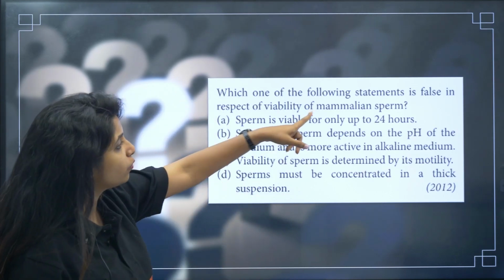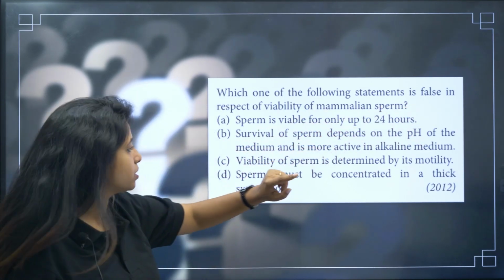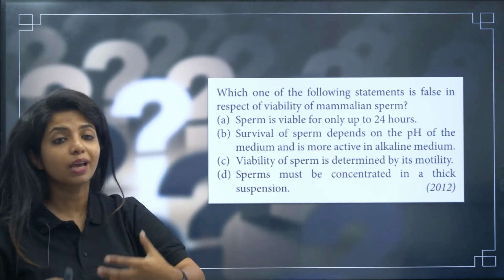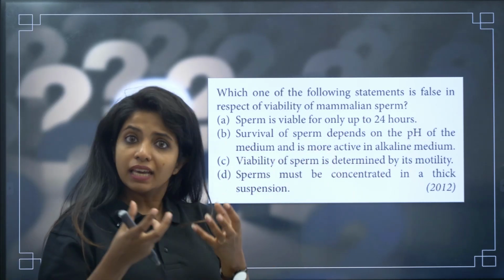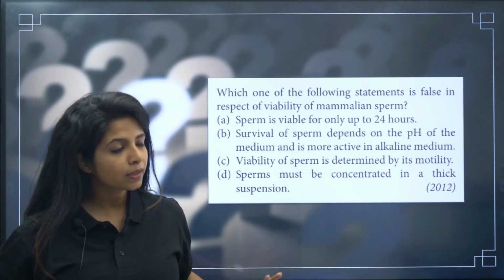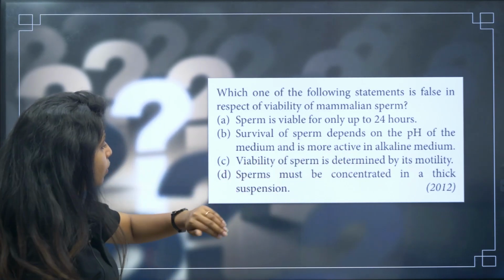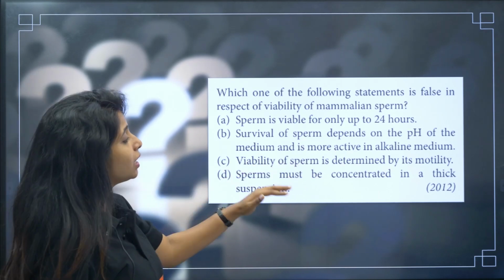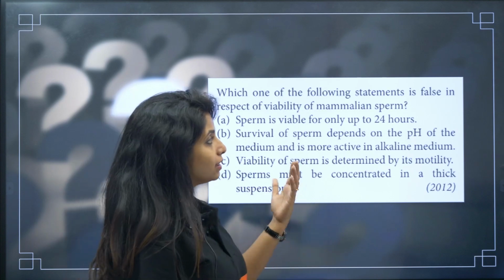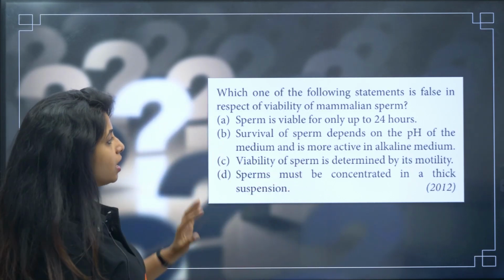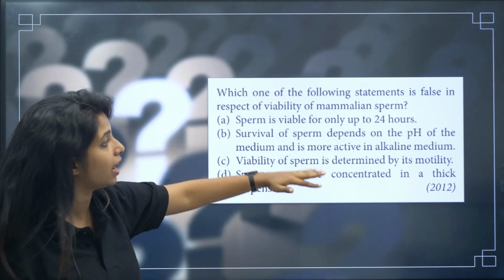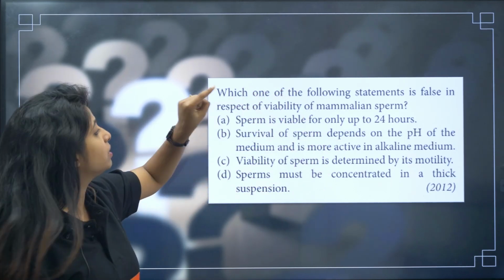Now that is true. What do we need to find out? The false statement. Next, viability of sperm is determined by its motility. Obviously the ability of the sperm to fertilize the egg is determined by motility. If it is not motile, can it go and fertilize? No. So again, this is a correct statement. Now D: sperms must be concentrated in a thick suspension. Obviously it has to be protected, so this is also correct. Even if you do not know about the viability time duration, you will understand that these 3 points are correct, but this is wrong.